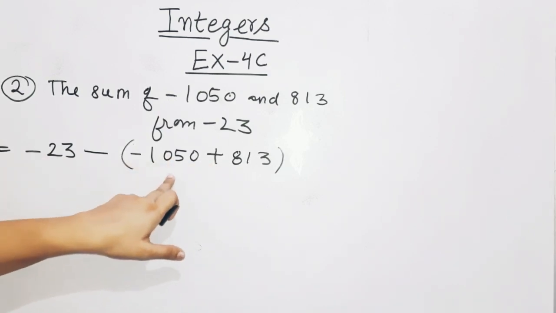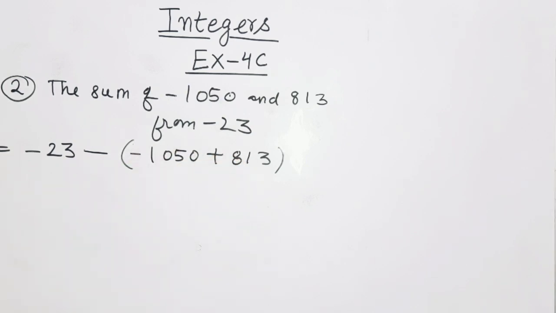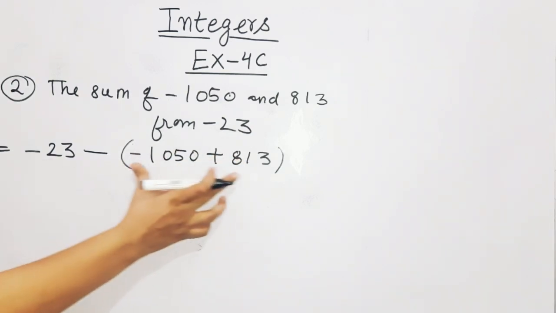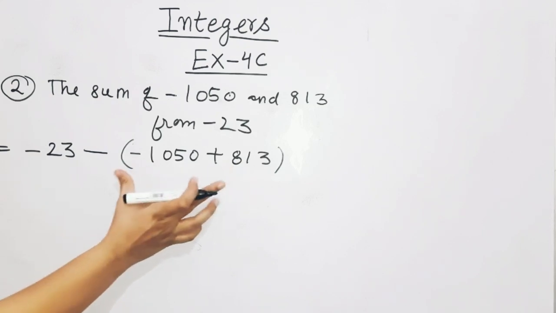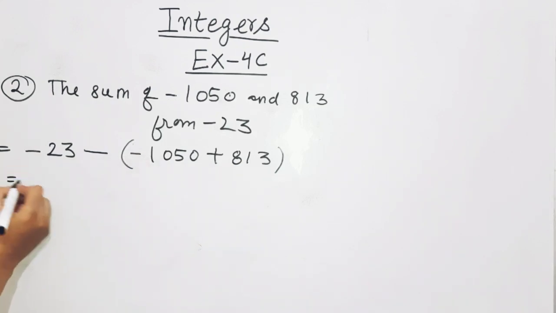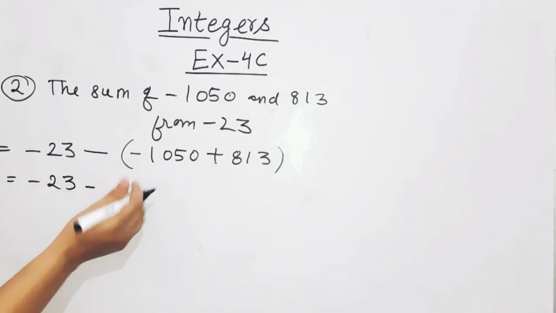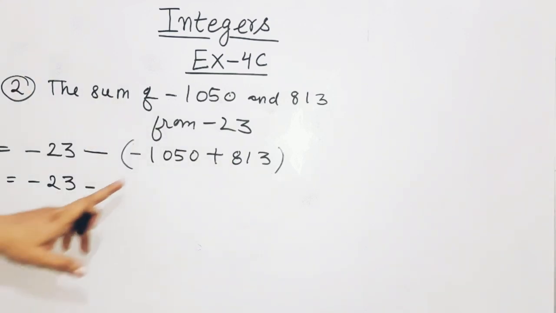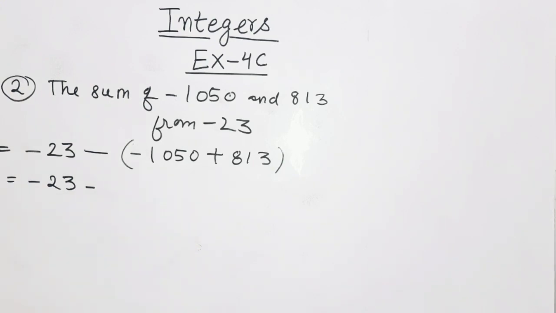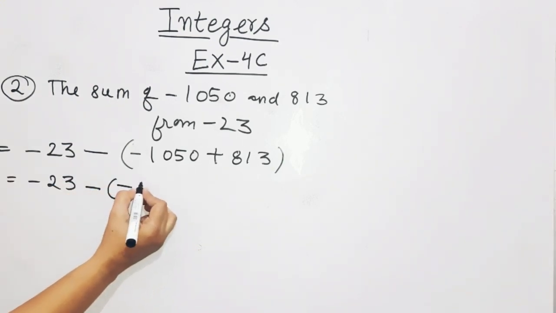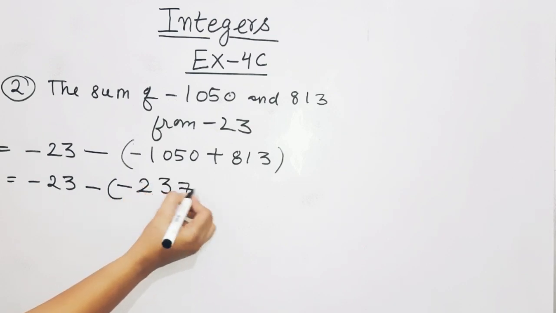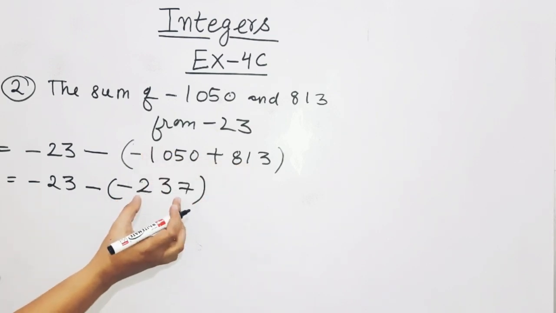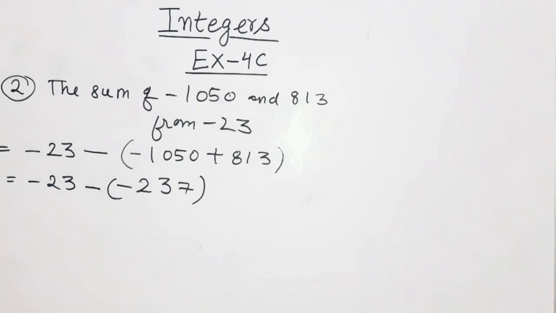So one negative, one positive. As per the BODMAS rule, things given in the bracket will be solved first. So this is in the bracket. So we are going to solve this firstly. So minus 1050 plus 813. One negative integer, one positive integer. That means you have to subtract. So minus 237. जब आप subtract करेंगे तो जो आंसर आएगा वो आएगा 237. And sign of the greatest number will be applied.